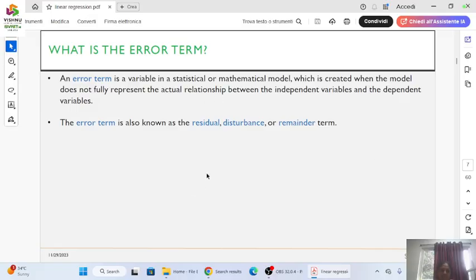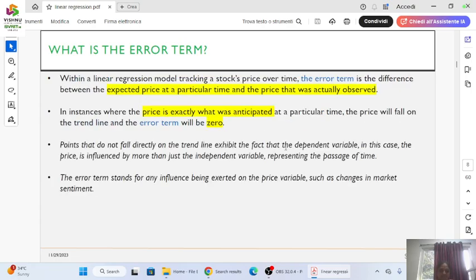The error term is also known as the residual, disturbance, or remainder term. Within a linear regression model tracking a stock's price over time, the error term is the difference between the expected price at a particular time and the price that was actually observed.